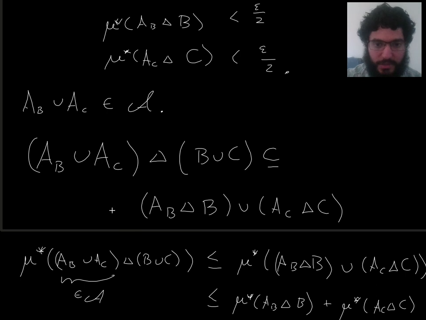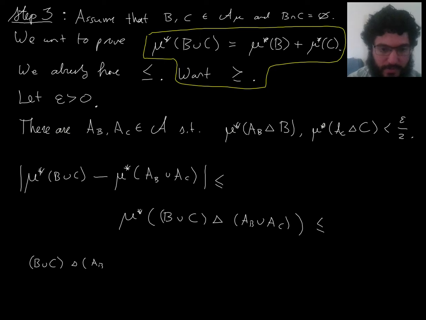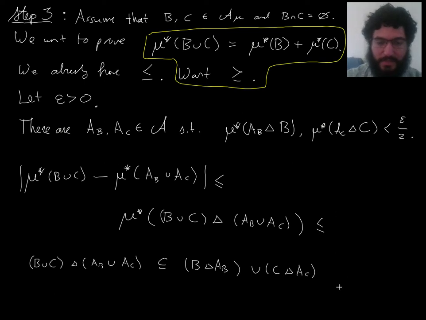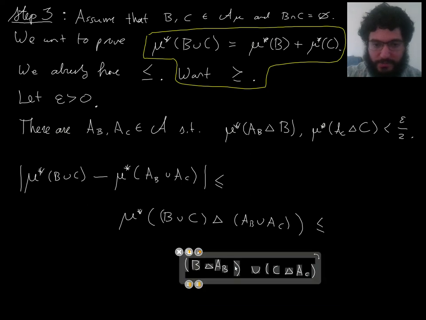observed that we have this inclusion, just an inclusion of sets. So this is the inclusion that I'm talking about. If you take union, symmetric difference, union, then that's included in symmetric difference union symmetric difference. And so due to the monotonicity of the outer measure, this inclusion turns into an inequality. So I get an inequality here.